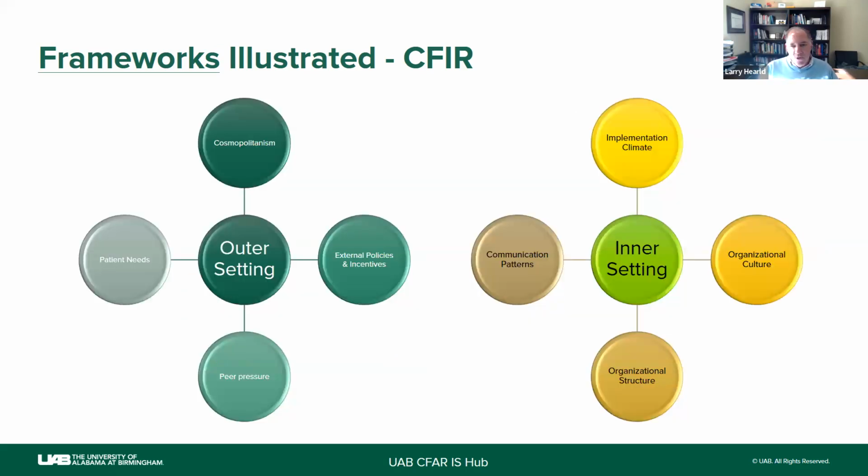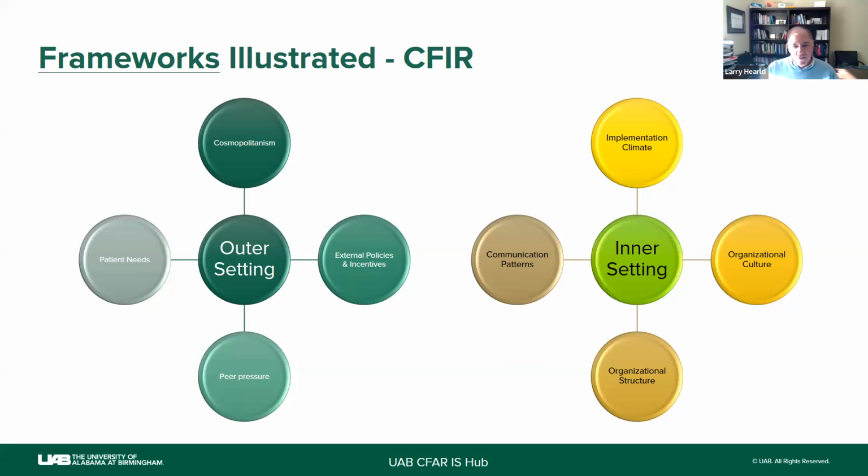So for this illustration, let's focus on 2 of these domains. We'll focus on the outer setting and the inner setting. And as you know, with the CFIR, each of these macro domains tend to contain a number of micro domains or constructs. So for example, the outer setting includes things like patient needs, peer pressure, external policies and incentives, and so forth. And likewise, the inner setting consists of things like the implementation climate, the overall organizational culture, the structure of the organization. So for example, is it hierarchically organized, or is it more flat and decentralized in terms of how it makes decisions?